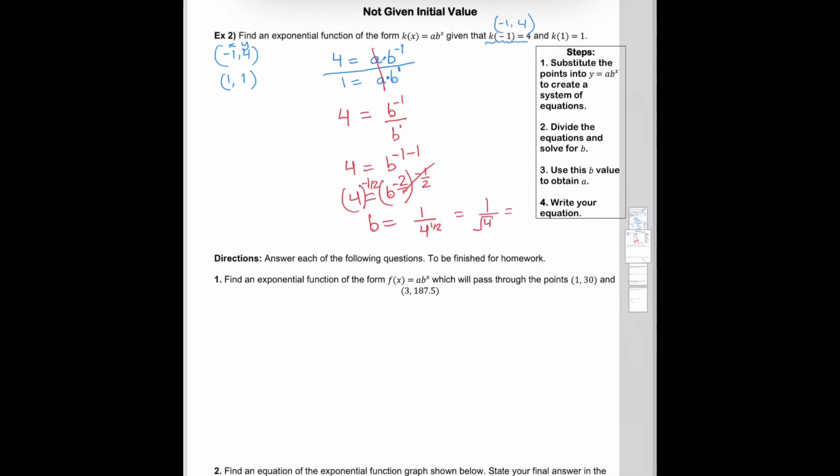1/2 exponent is the same thing as what? Square root of 4. So it is 1 over 2. So B is 1 over 2. You know your B. Now we want to find our A. Just found B. How do I find A?